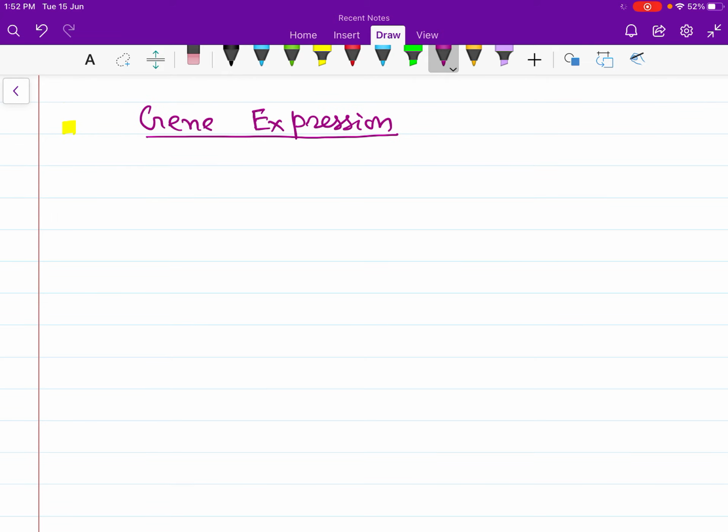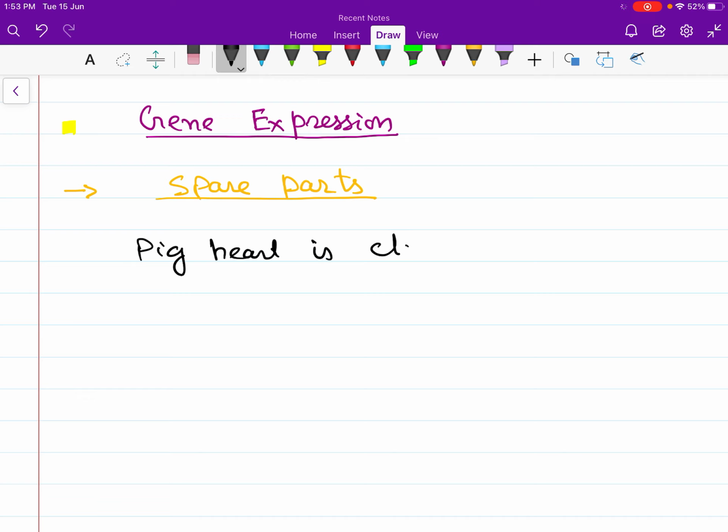Another importance of transgenic animals is that they can be used to give us superior parts. For example, we know that the pig heart is closely related to the human heart. So it has been observed that the pig heart is closely related with the human heart.